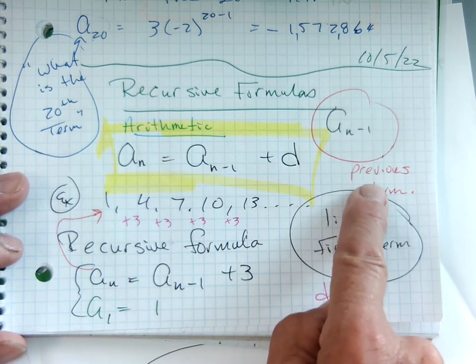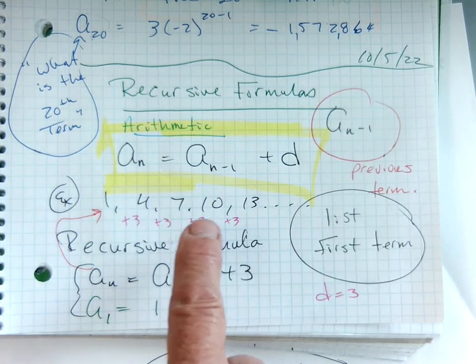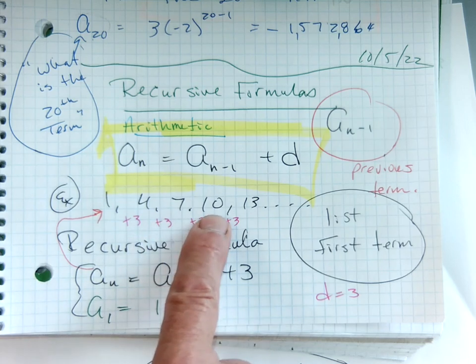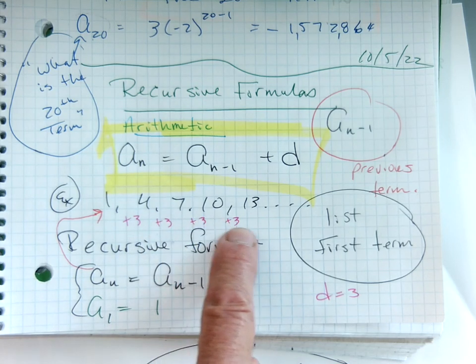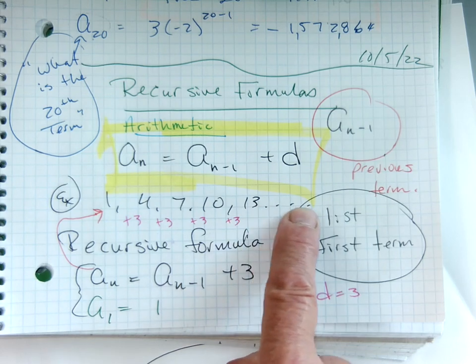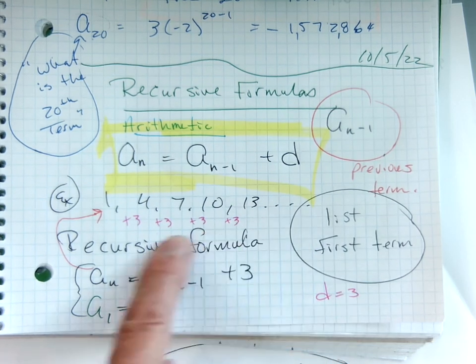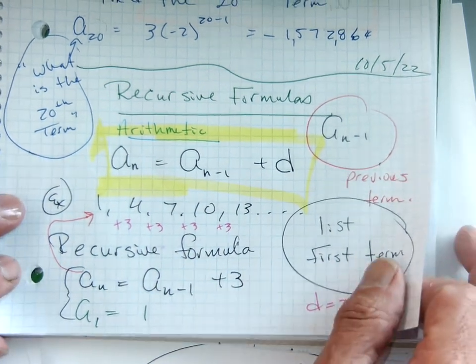When you see this, it just means the previous term. It says, okay, take the term you just looked at, 7, and add 3, makes 10. Take the previous term, add 3 to it, gets 13. If I want to make the next term, I would take the 13 and add 3 to it. So that's how a recursive formula works. We'll talk about that more tomorrow.